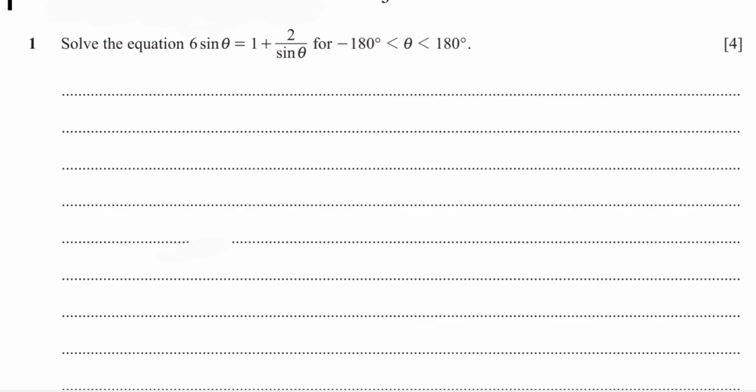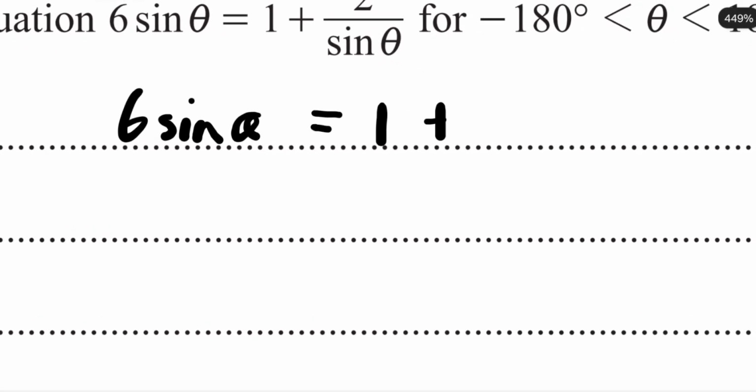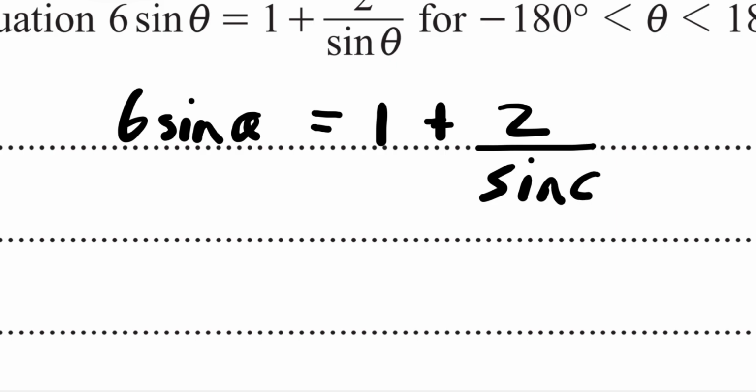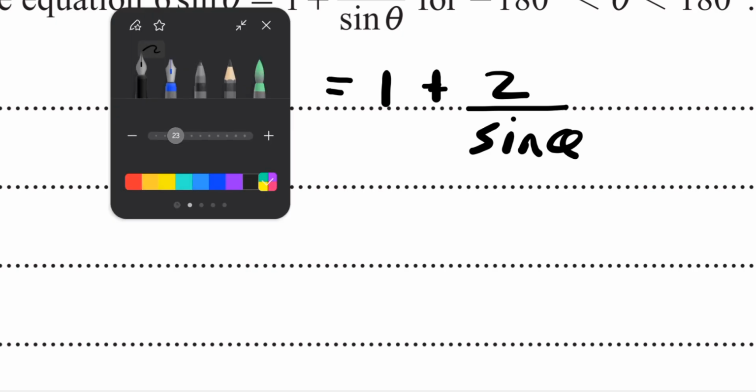It says solve the equation 6 sine theta equals 1 plus 2 over sine theta for the range of theta from minus 180 degrees through to 180. So we're going to say 6 sine theta equals 1 plus 2 over sine theta. Then we multiply everything by sine theta to get rid of that sine theta in the denominator there.